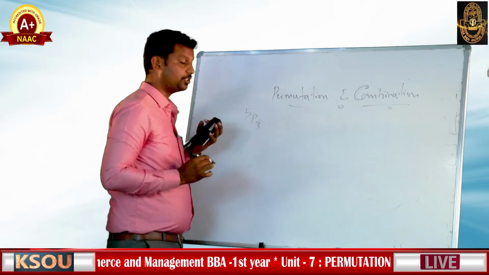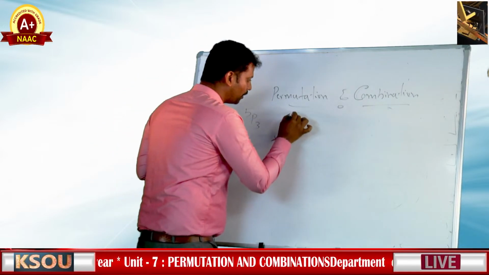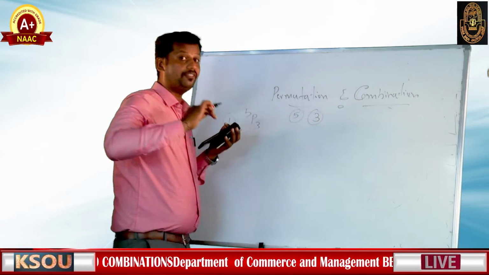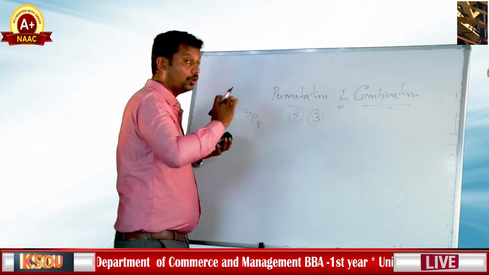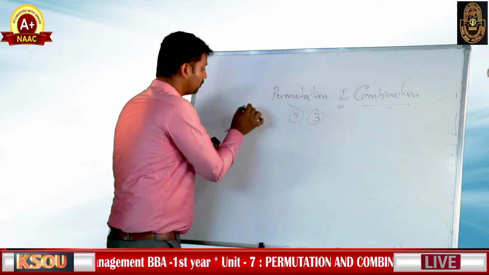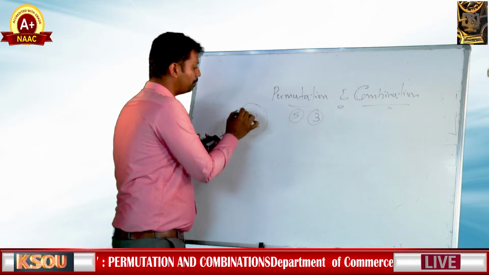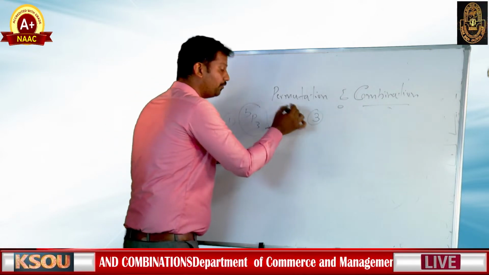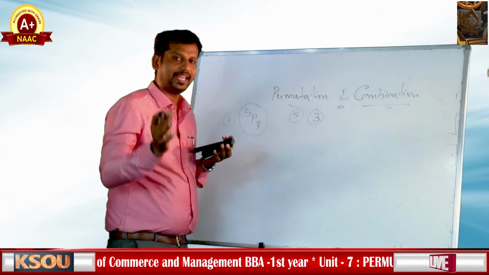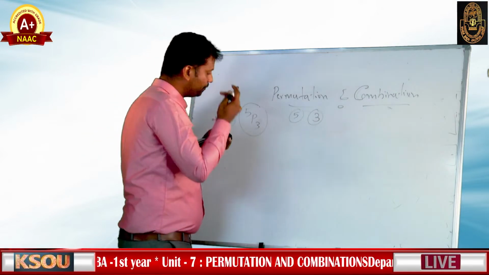5P3. It means what? In the permutation, out of 5 elements, you arrange 3 elements. What is the number of ways you can arrange out of 5 elements? How you arrange 3 elements? Clear? 5P3 means 5 permutation 3, out of the total 5 numbers, in how many varieties can you arrange 3 elements. The possibilities of arranging. So what is the formula?